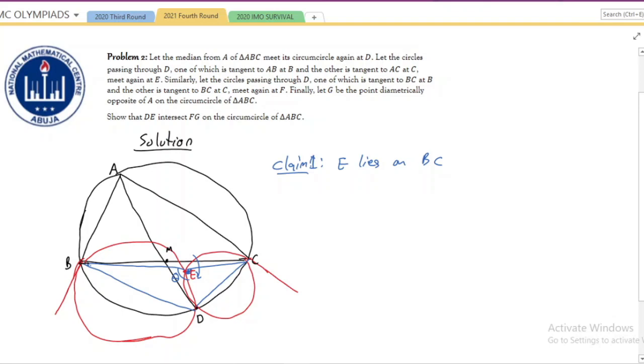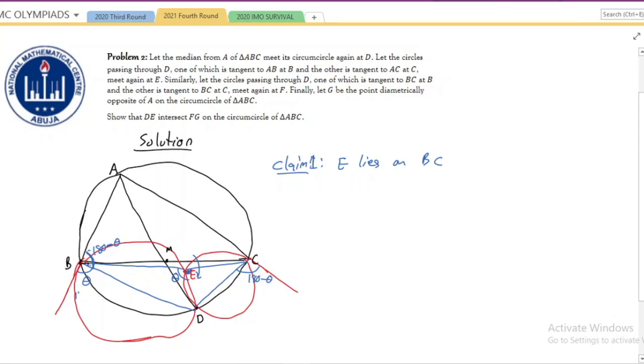Now, since AB is tangent to this circle BED, then by the alternate segment theorem, this is going to be theta. And so that means angle ABD will be 180 minus theta by sum of angles on a straight line. Now ABD lies on the same circle as C. So by circle theorem, this angle here, that's ABD, will be equal to the external opposite angle at C. So this here is 180 minus theta.